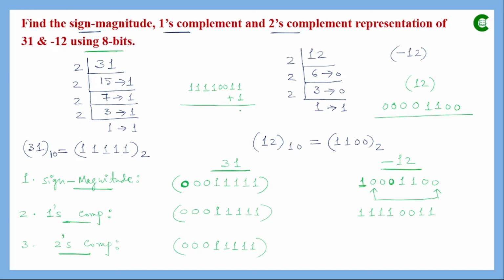So 1 plus 1 is 1 0. So 0 here, then we have 1 carry, then 1 plus 1 again is 1 0. So 0 here, then we will have 1 carry here. So 1 plus 0 will be 1, then here it will be 0, then all ones after that. So this is the 2's complement value. So this is the 2's complement representation of minus 12. This is how we use all these 3 techniques to represent a negative binary number.